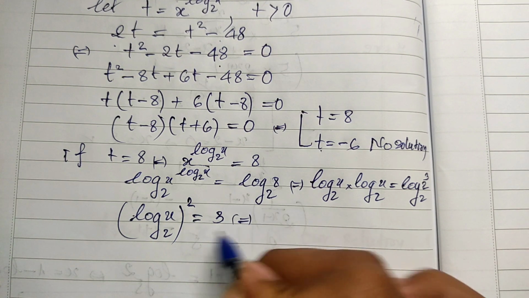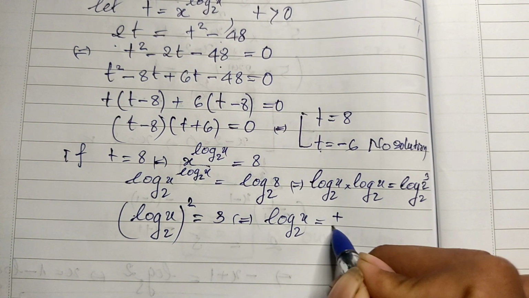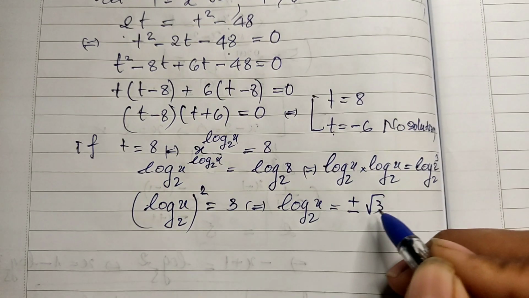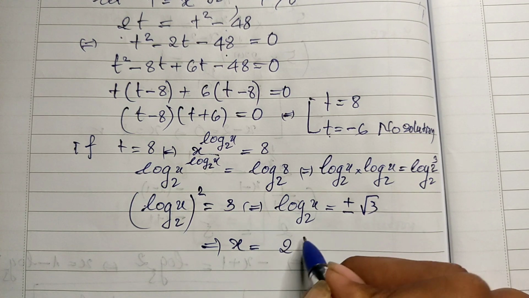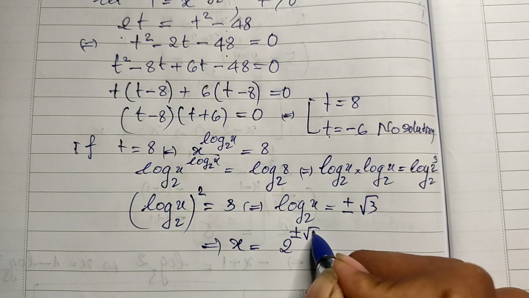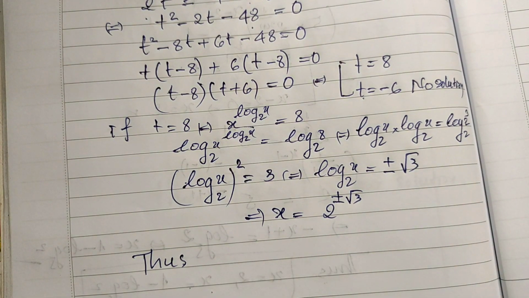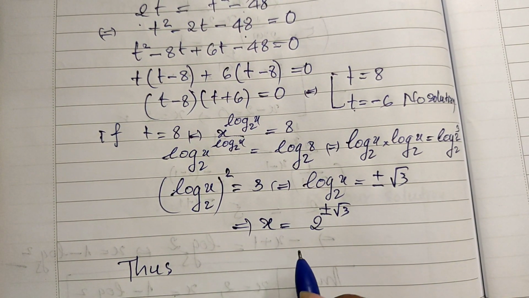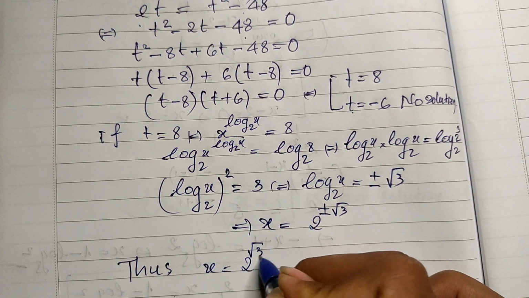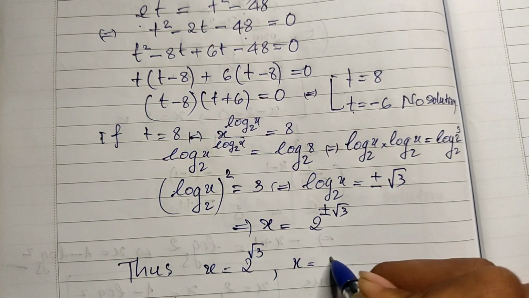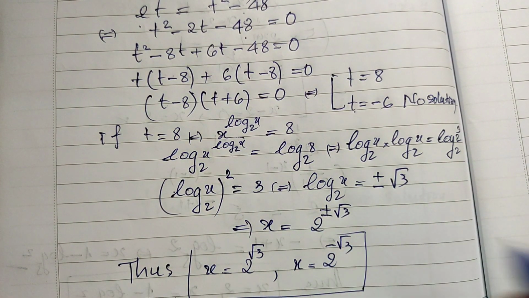And so we get log₂(h) is equal to plus or minus square root of 3. And we get the values of h is equal to 2 to the power plus or minus square root of 3. So thus this equation has two solutions: h is equal to 2 to the power square root of 3 and h is equal to 2 to the power minus square root of 3. That is our answer.